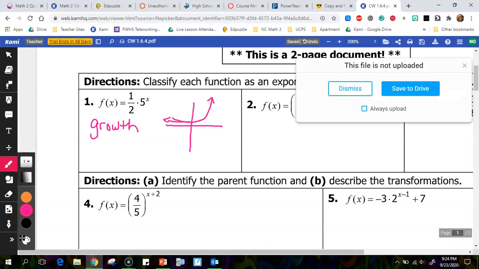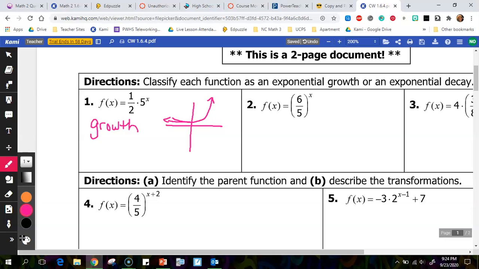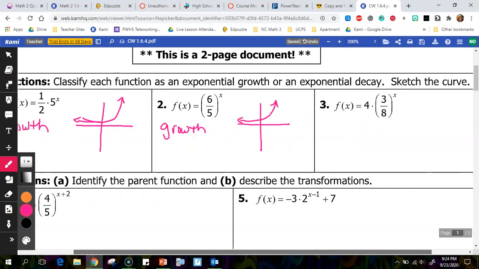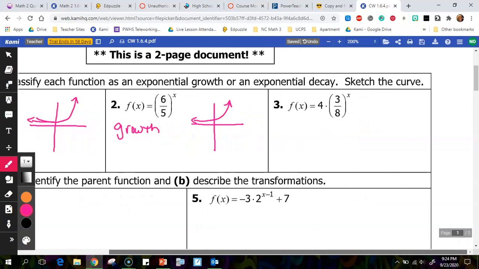Number 2, this is also growth because 6/5 is greater than 1. And again, you can go over to Desmos and look at exactly what it looks like, but it's going to go up like that too. Number 3, your 3/8 is less than 1. So this is decay. Because if b is less than 1, it's decay.